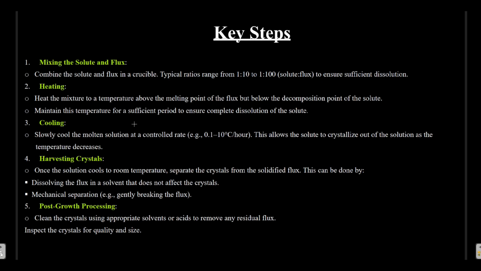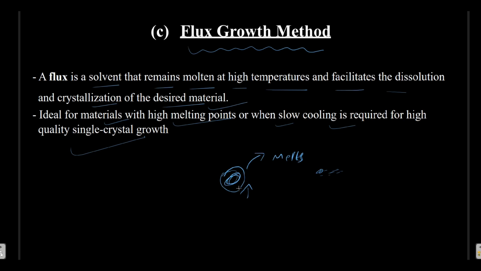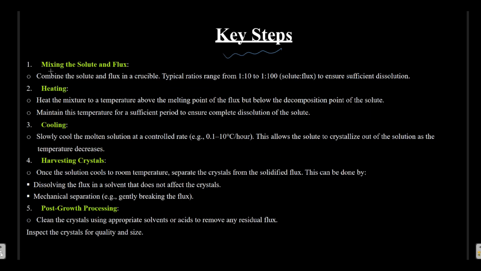Now, the key steps involved in the flux growth method are: the first one is mixing the solute and flux. A flux material should be taken and the solute should be mixed into it. That is, combine the solute and flux in a crucible. Typical ratios range from 1 to 10 to 1 to 100. That means the flux should be taken in a large amount and the solute in a small amount, to ensure sufficient dissolution.